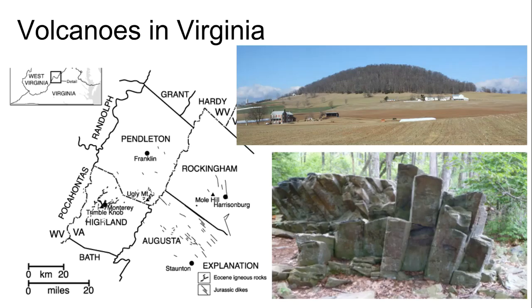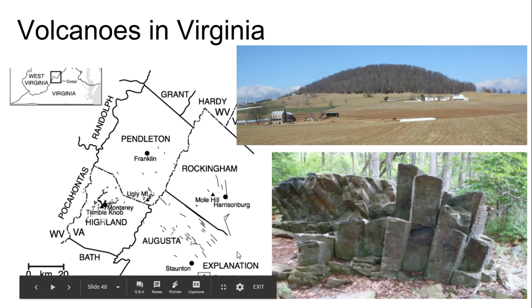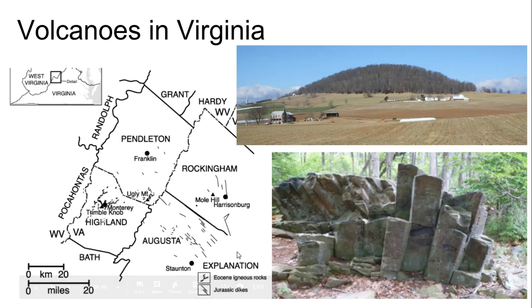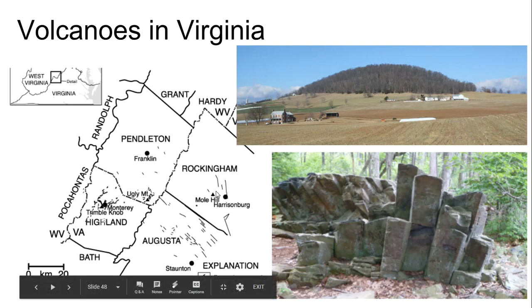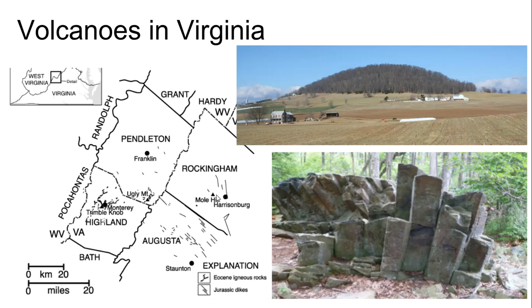All right, bring it back home. Volcanoes in Virginia. We have volcanoes in several places in Virginia, as well as igneous intrusions. You'll look at one of them, the VFEs, one of the intrusions that I personally imaged in Highland County. The one everybody knows about is Mole Hill. Mole Hill is, of course, about 35 million years old and hasn't erupted since. It's just to the west of Harrisonburg.